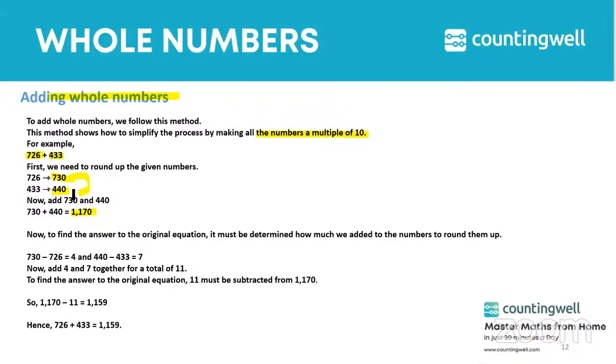So remember, first you are rounding up the numbers. Rounding up means we are taking a number that is a multiple of 10 and it has to be rounded up. So 26 has to be 30, not 20. So here we are rounding up. Then what we are doing? We have to determine how much we have added while rounding up. So here you can see, to convert 726 to a multiple of 10, we added 4 to this number. For the second number, we have added 7. So we are adding these numbers, so we have 11. And this 11 we are subtracting from this sum, 1170. So here we get 1159, and this is nothing but the sum of the given two whole numbers.